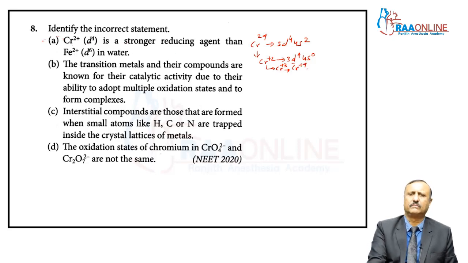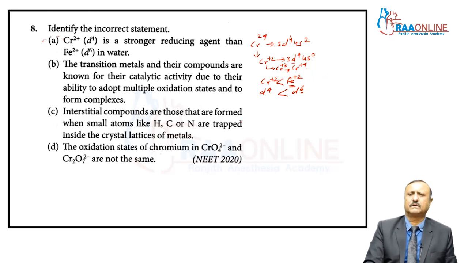So, my dear students, chromium acts as a stronger reducing agent than Fe plus 2, because here d6 is more stable than d4. Small energy is required for Cr plus 2 to remove electrons compared to Fe plus 2, because d6 is more stable than d4. So large energy is required for removal of electrons from Fe plus 2, and then it is oxidized.